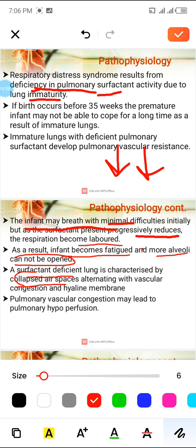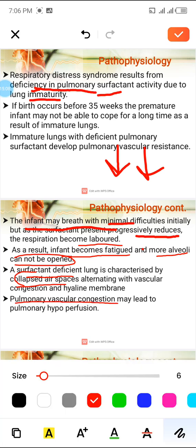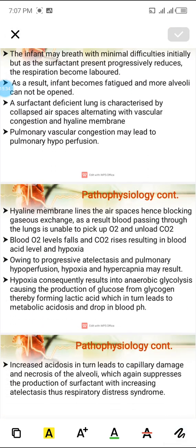So what do you expect when the alveoli collapse? There is now what we call pulmonary vascular congestion, meaning that the blood vessels which are supposed to be helping in gaseous exchange also collapse. And then the blood which is supposed to be going to the lungs will have what we call hypoperfusion, meaning it will reduce. Even the blood flow to the lungs will reduce. So this is a major problem. Blood flow to the lungs is reduced, and the lungs are not expanding because the alveoli have collapsed. So this is what we find in RDS.